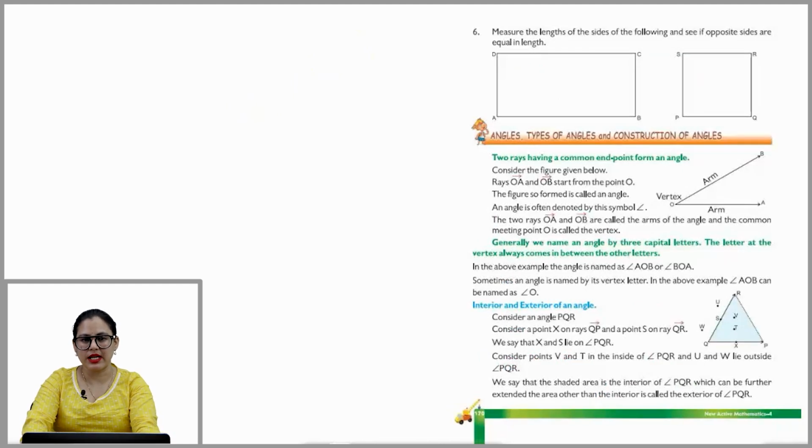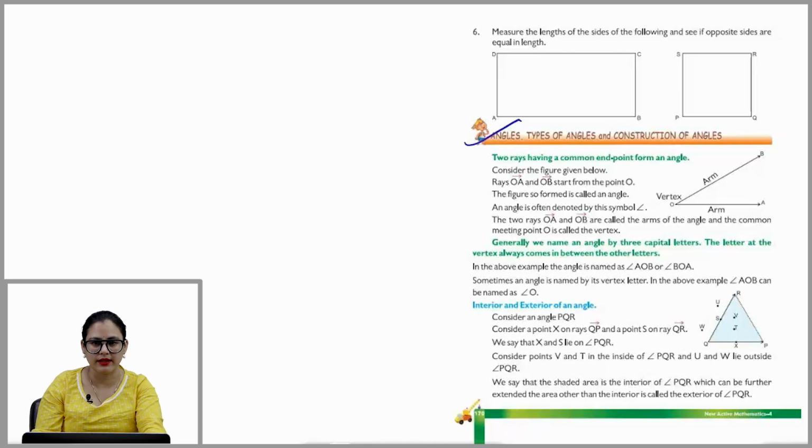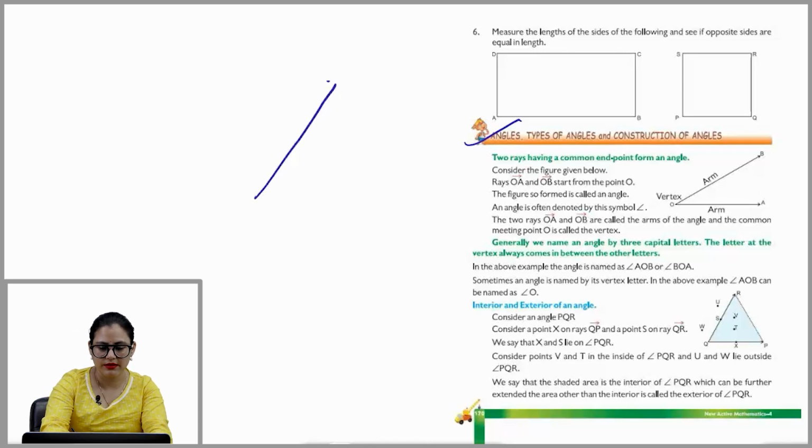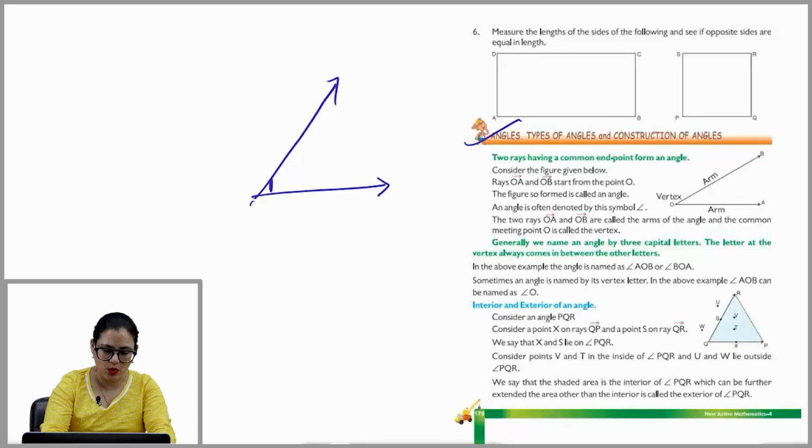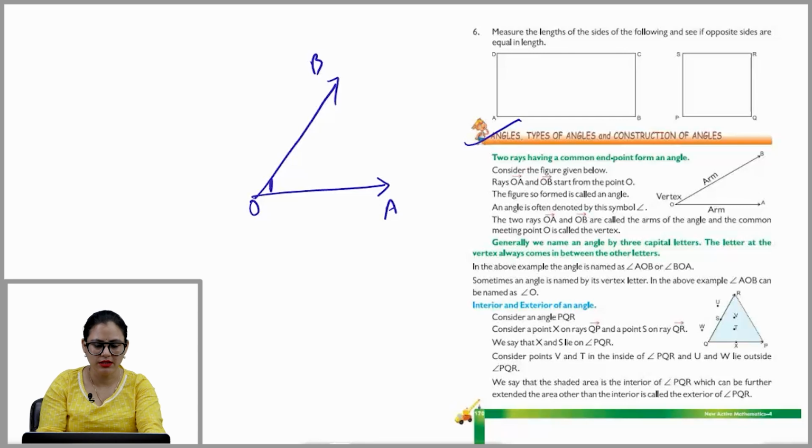Angles, types of angles and construction of angles. 2 rays having a common endpoint form an angle. This is a ray, this is also a ray, and these 2 rays have a common endpoint, this one. So this is an angle. Consider the figure given below. Rays OA and OB start from the point O. Okay, this is OB, this is OA. Both rays are starting from the O. The figure so formed is called an angle.